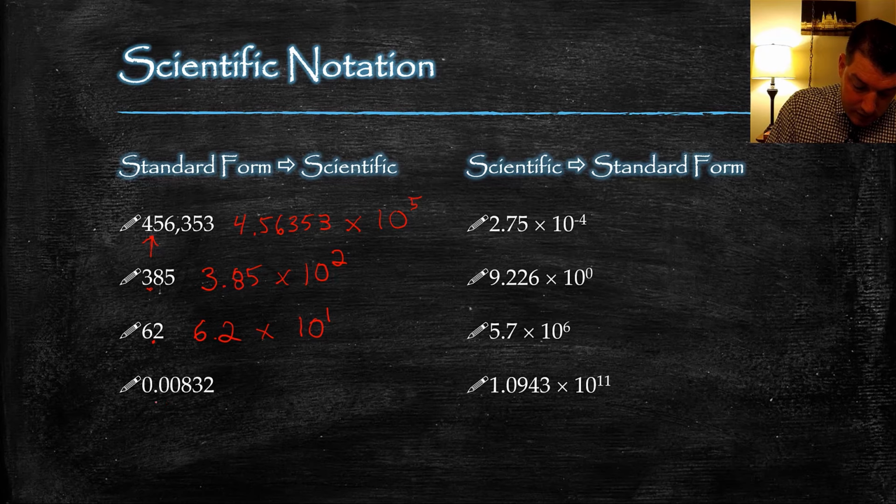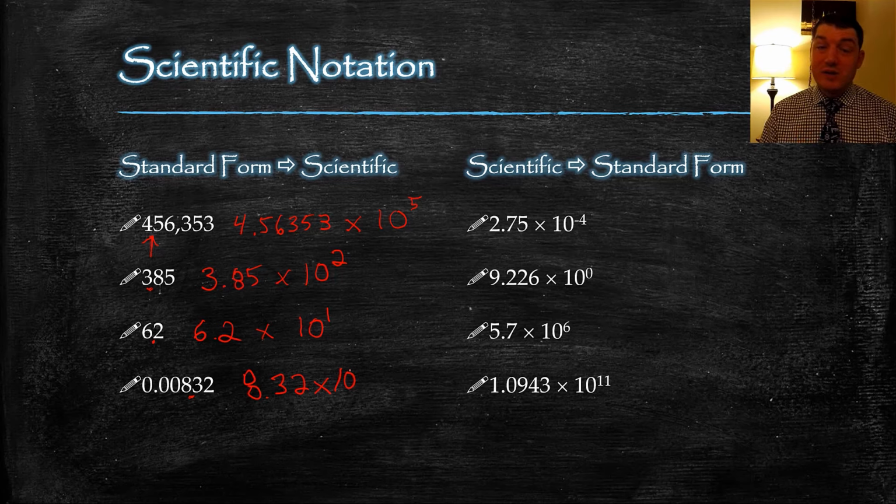In this case, I'd have to move the decimal place 1, 2, 3 places to the right to get to the right of the first non-zero number, in this case, which is 8. I write 8.32 times 10, and this time it's less than 1, so it's a negative exponent, or I'd have to move the exponent back 3 places to get the original number. Now those numbers are all written in scientific notation.